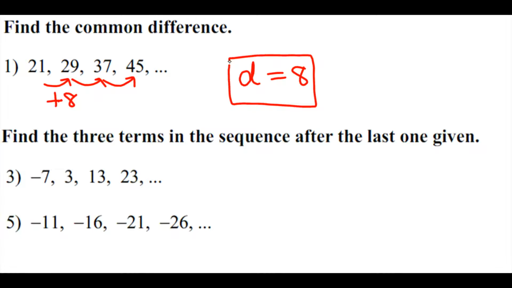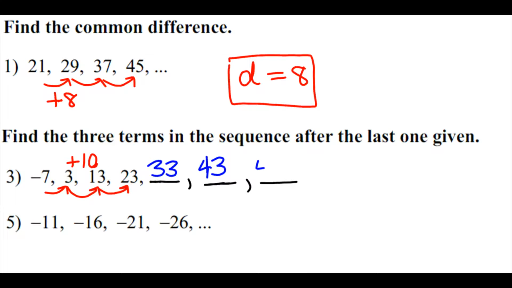Number 3, find the 3 terms in the sequence after the last given one. I like to think of it like this: fill in the blank with the next 3 numbers. Well, it's really similar. We want to figure out how we're going from number to number. And it's probably easier to see that we're adding 10 every time. Add 10, add 10, add 10. And so if you continue that pattern, you can add 10 and find the next numbers: 33, and then 43, and then 53.